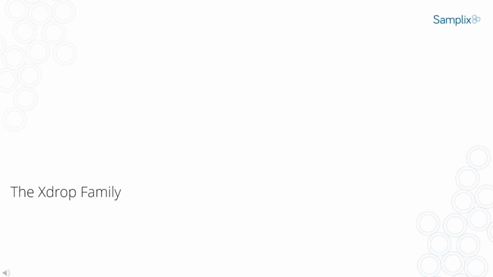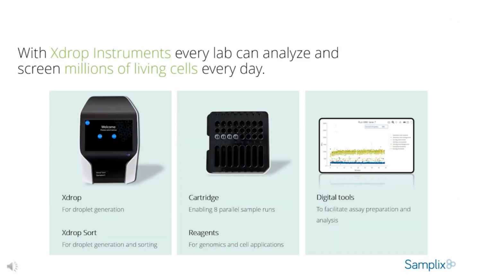Now let's talk about the Xdrop family of products. Samplix offers 2 platforms for droplet-based workflows. The Xdrop, which is a droplet generator used for sample encapsulation, for example, for the encapsulation of single cells, and the Xdrop sort, which is a droplet generator and sorter for high-throughput screening applications. The Xdrop sort is capable of sorting droplets based on a fluorescent output. Positive hits can then be analyzed further by sequencing or culturing.